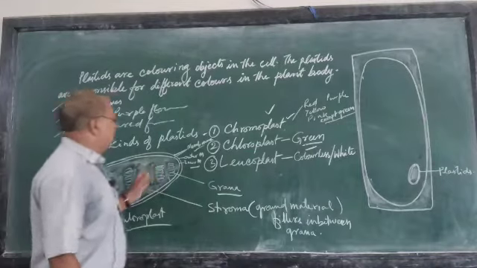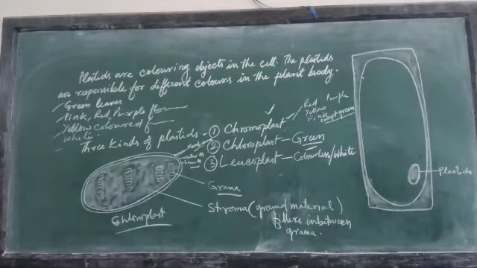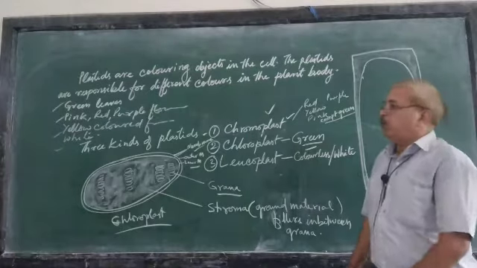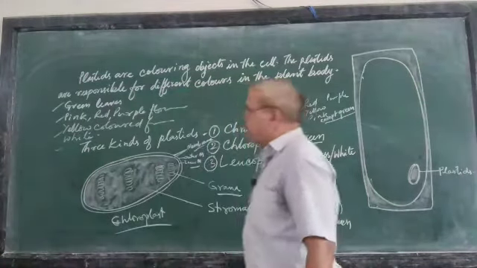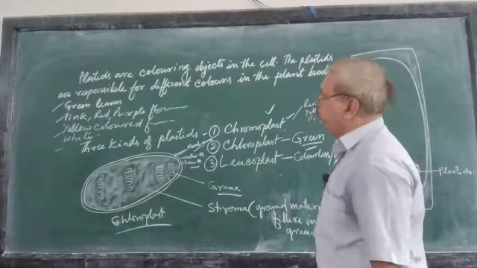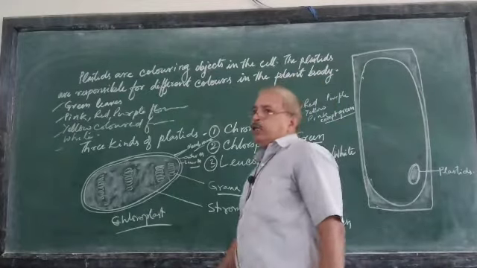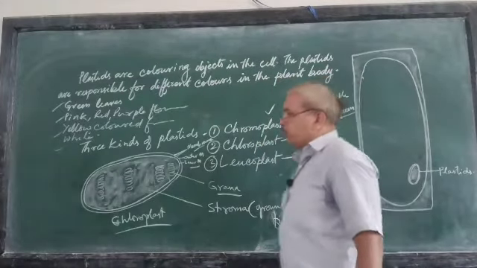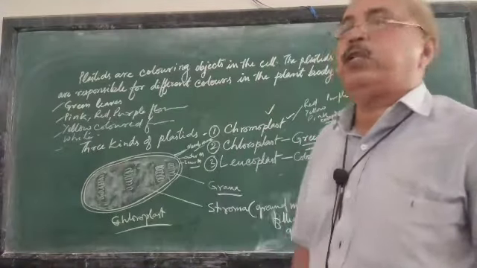This grana has the ability to trap the sunlight, and that is used for the process of photosynthesis, that is making of food. Is that clear? So today in this video we have read about the plastids, the organelle or part of the cell which is responsible for giving different colors to different parts of the plant body.